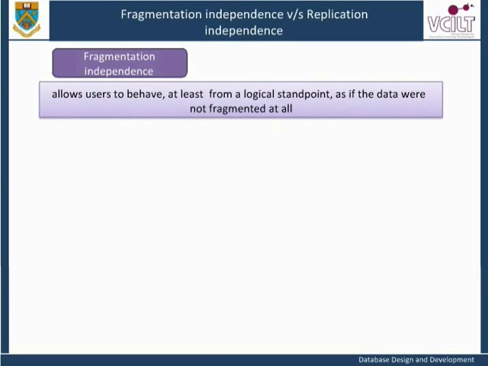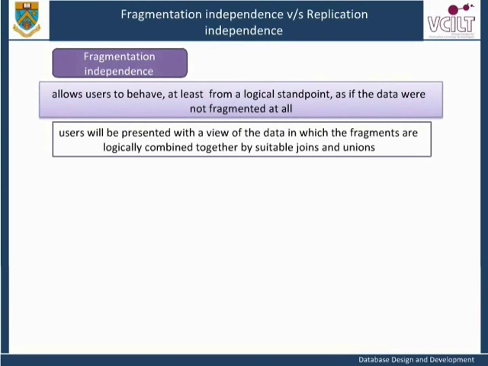This implies that users will be presented with a view of the data in which the fragments are logically combined together by suitable joins and unions. It is the responsibility of the system optimizer to determine which fragment needs to be physically accessed in order to satisfy any given user request.